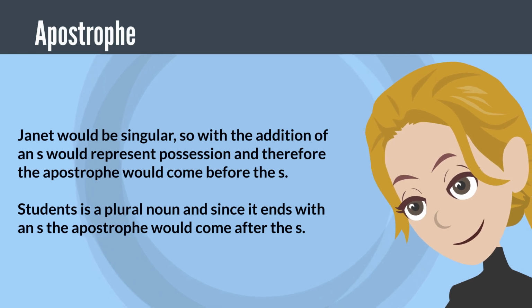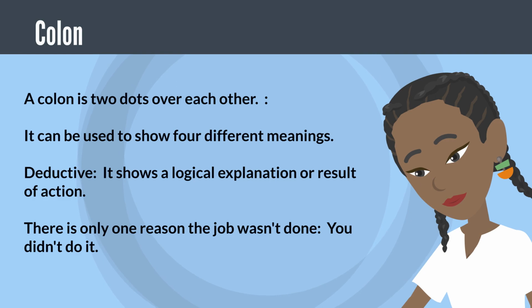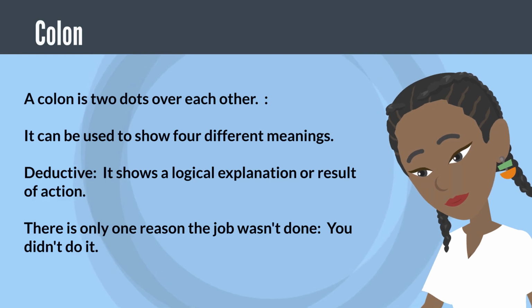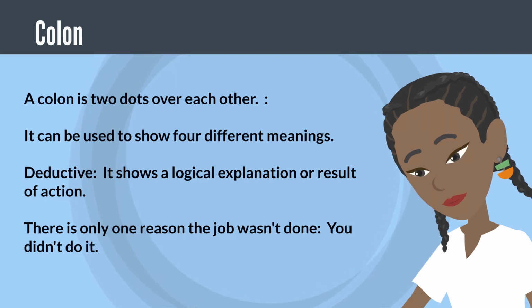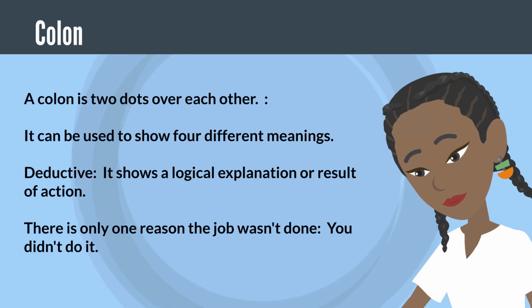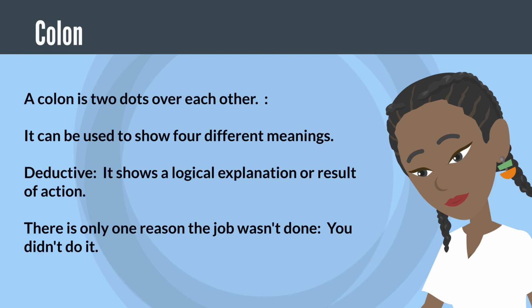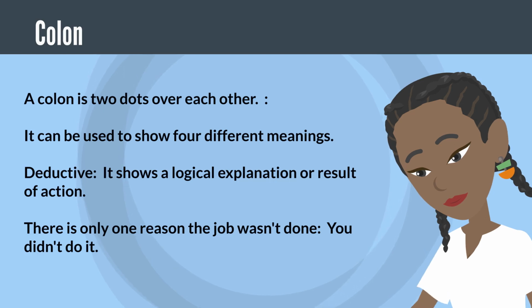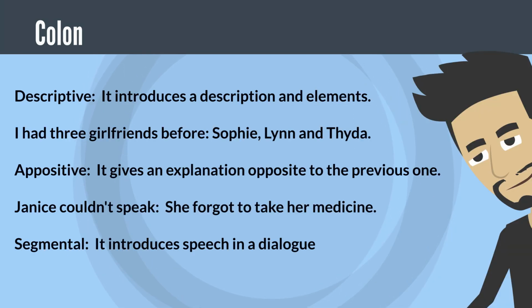Colon. A colon is 2 dots over each other. It can be used to show 4 different meanings. Deductive. It shows a logical explanation or result of action. There is only one reason the job wasn't done: you didn't do it. Descriptive. It introduces a description and elements. I had 3 girlfriends before: Sophie, Lynn, and Thida.